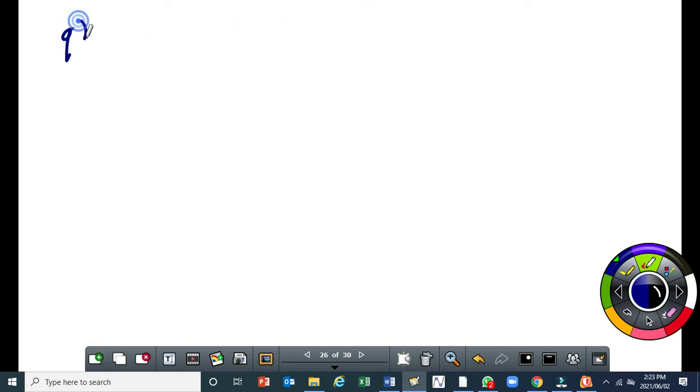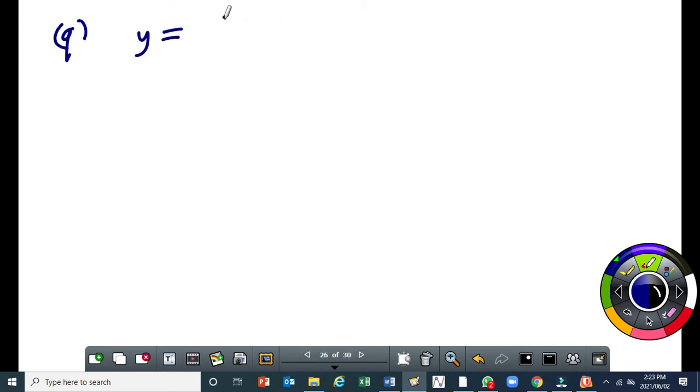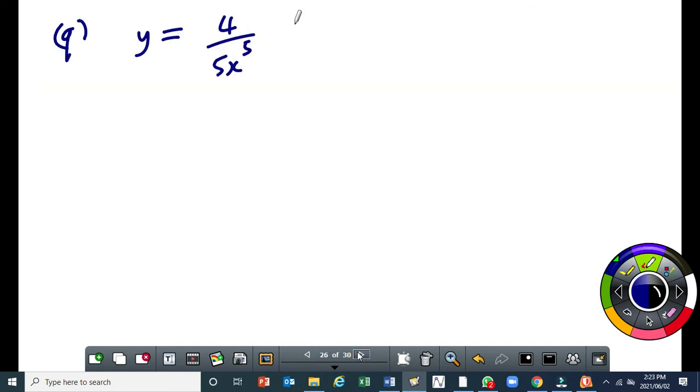So for Q, we have y equal to 4 over 5x to the power of 5, plus t squared. This t here is a constant. That t squared is a constant. Because t is a constant, therefore t squared is also a constant. So before you find the derivative, you must make sure that the x is not part of a denominator. So that's where your laws of exponents come in.